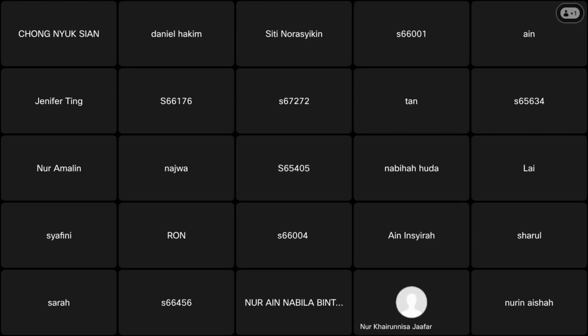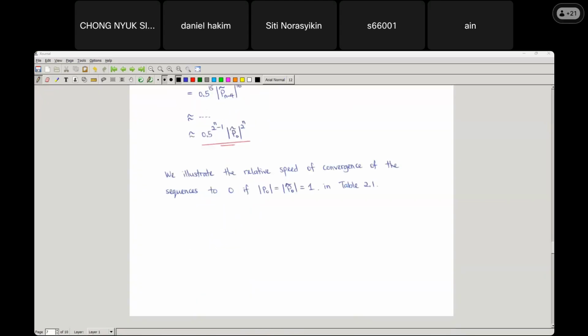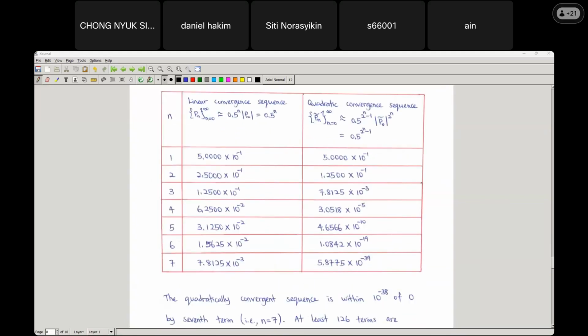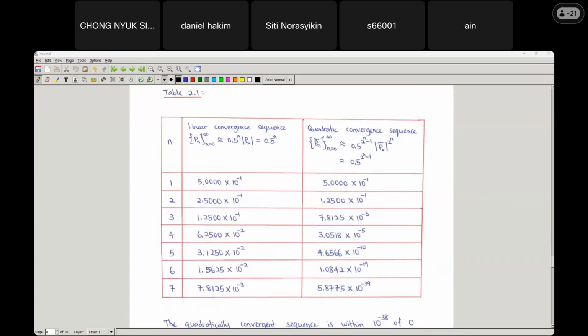So let me stop sharing. I think it is stated in your notes, so let me share your notes. Okay, here we go. I don't want to repeat the calculation. So this is from your table. This is the one that we generate. I only do up to 7. If you want to proceed, you can proceed. But I want to tell you the summary.